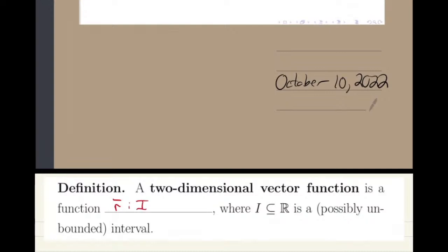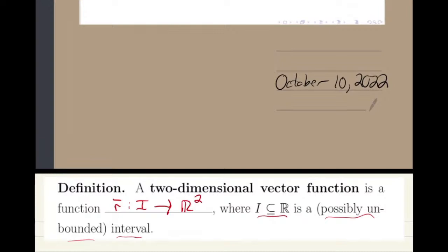Its domain is some interval I. As you can see typed up, I is a subset of the real numbers, and it's an interval, and it's possibly unbounded. It doesn't have to be bounded. It could be bounded, could not be. The range of R is a subset of R2, if R is a two-dimensional vector function. That's a two-dimensional vector function.